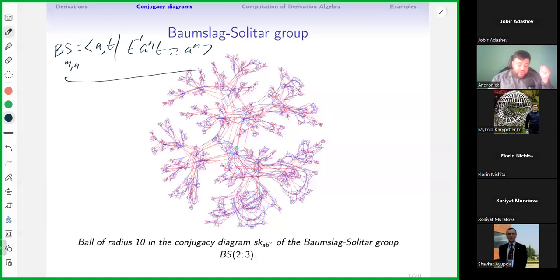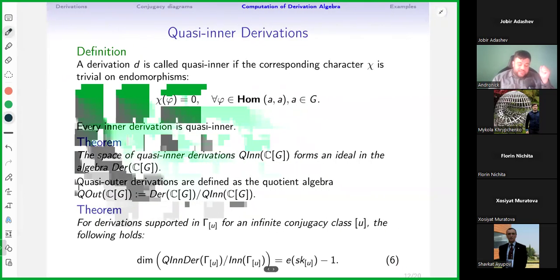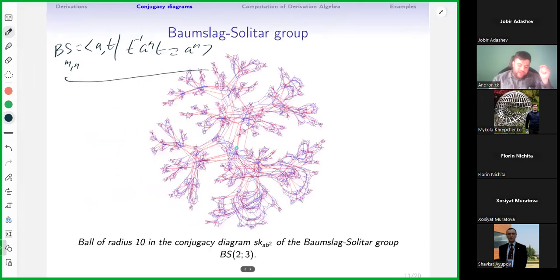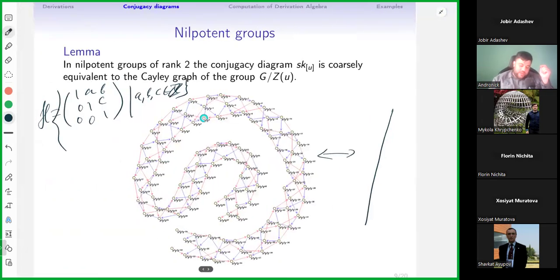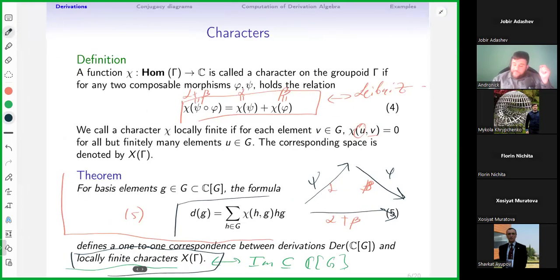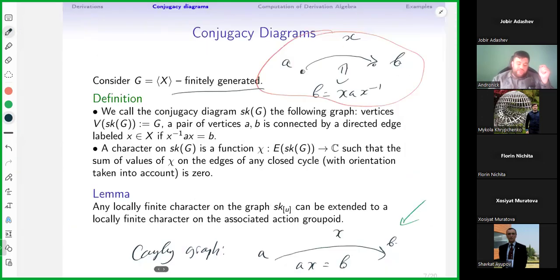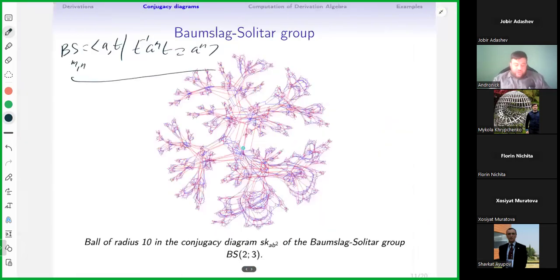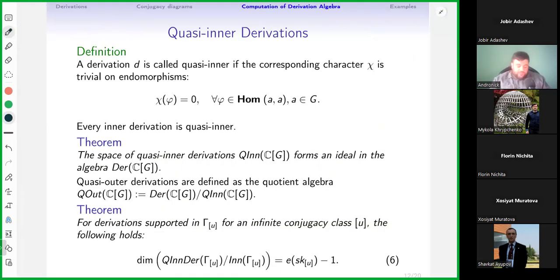So what's next? Next we have got now a language of characters, and we can prove that if a derivation is inner, then the corresponding character, corresponding by a formula which was written here, I'm talking about this formula 5 again, is trivial on loops, first of all.